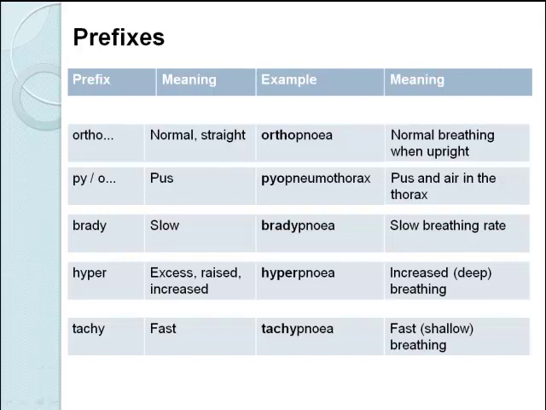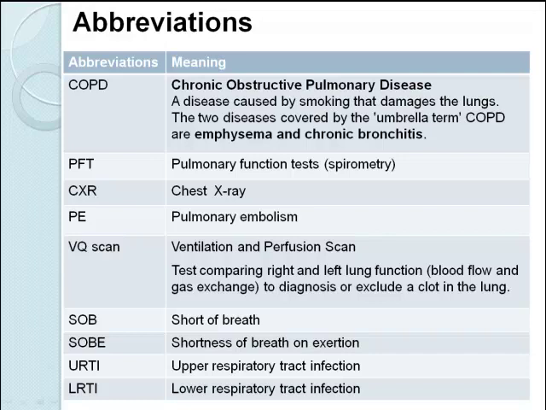And next it's time for some abbreviations. Let's look at these abbreviations. We've covered most of these before, so let's have a recap, starting with COPD, chronic obstructive pulmonary disease. Now this is the classic smoker's disease, where you get damage to the alveolar sacs, which is known as emphysema, and chronic bronchitis. These two conditions together are known as COPD.